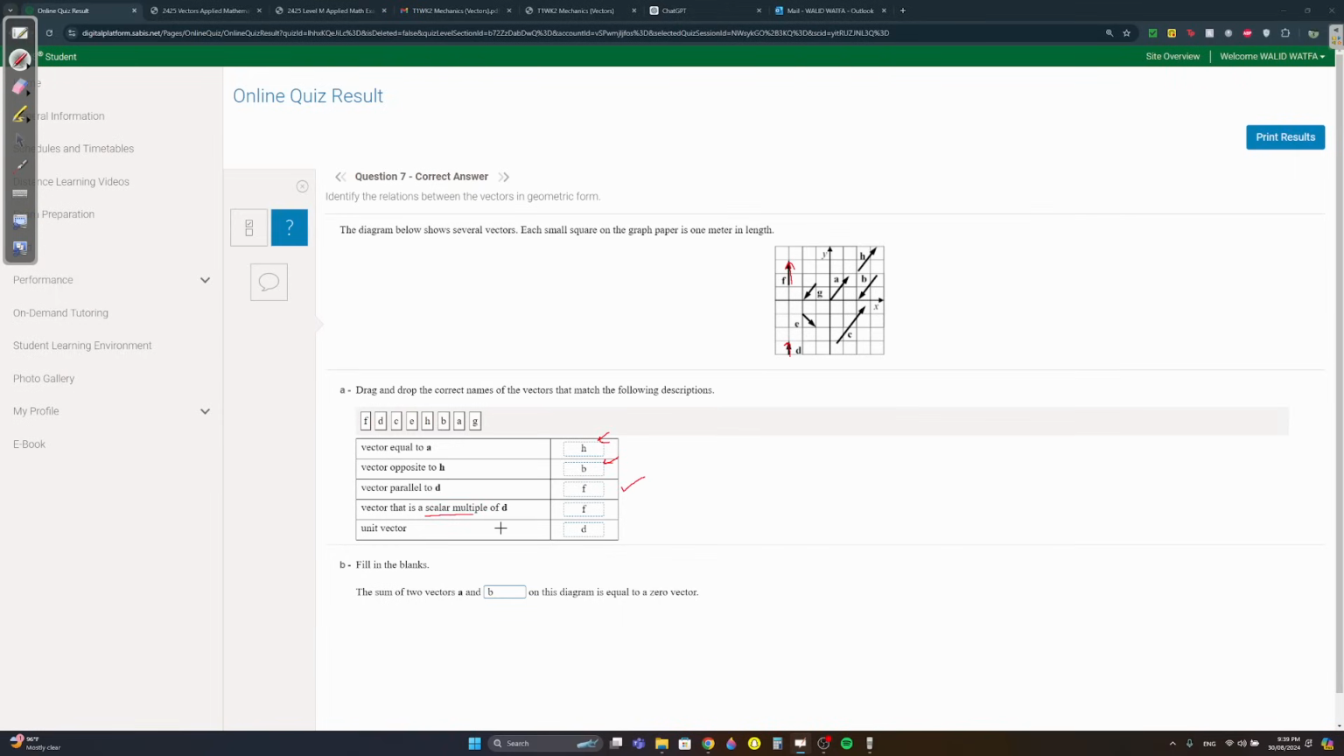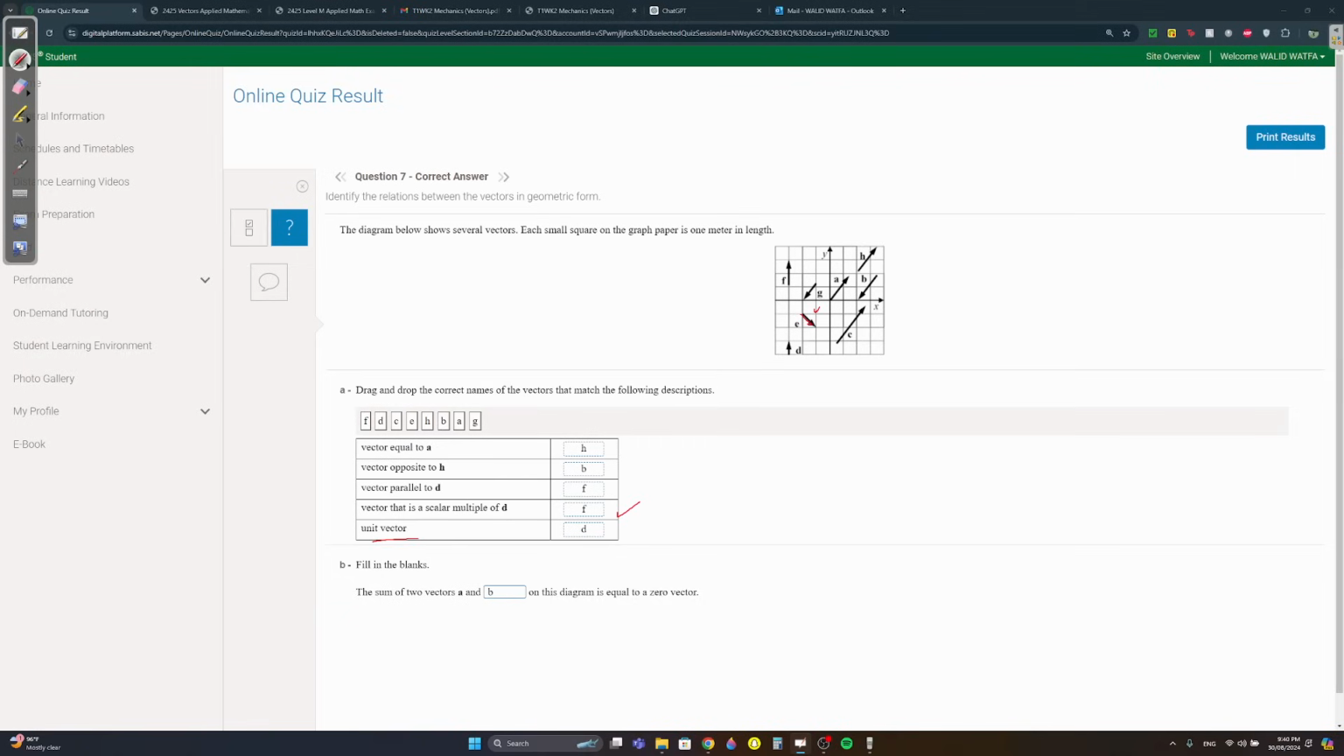A vector that is a scalar multiple of D. When we say something is a scalar multiple of D, that means they're going in the same direction, but the only difference is that one is bigger than the other. So which one is going in the same direction as D, but is just bigger than D? Again, F. You see, F is 2 squares, D is 1 square. Which one is a unit vector? Unit vector meaning its magnitude is 1. Which one here is just 1 square long? It's D. Do not say E.